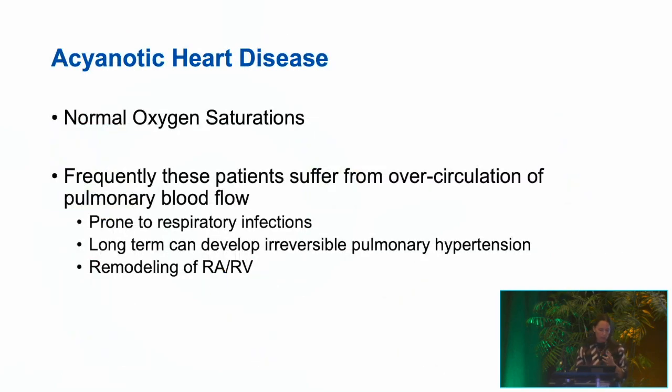So with acyanotic patients, the biggest risk is that overcirculation that we talked about from the pulmonary blood flow. So prone to respiratory infections. It's really hard to decide when to operate on these kids, just because it's like what comes first, the heart disease causing the inability to mount a response to the pulmonary infections, or when to optimize surgery. It's a very tough call. But the long-term pulmonary hypertension and the remodeling of the RA and the RV is what you're really trying to prevent.